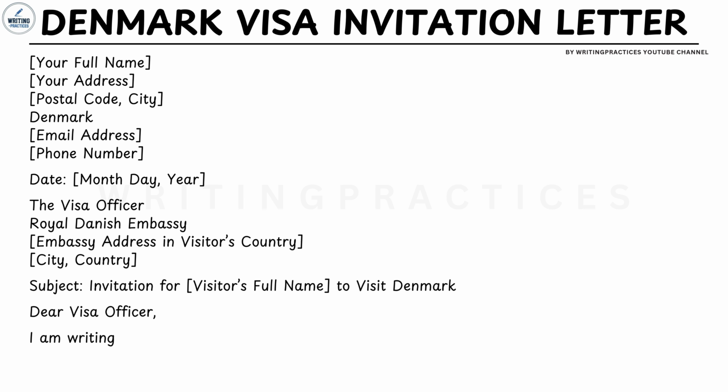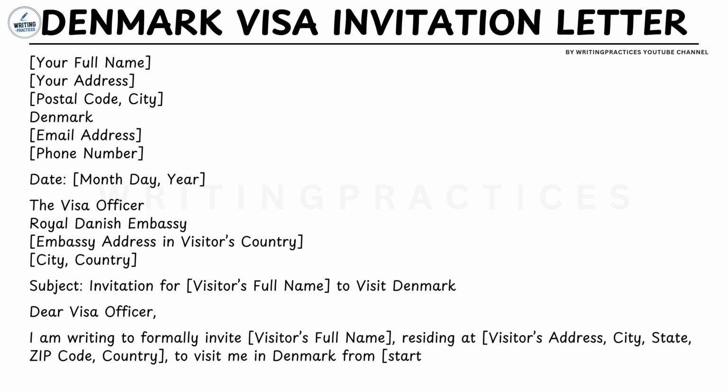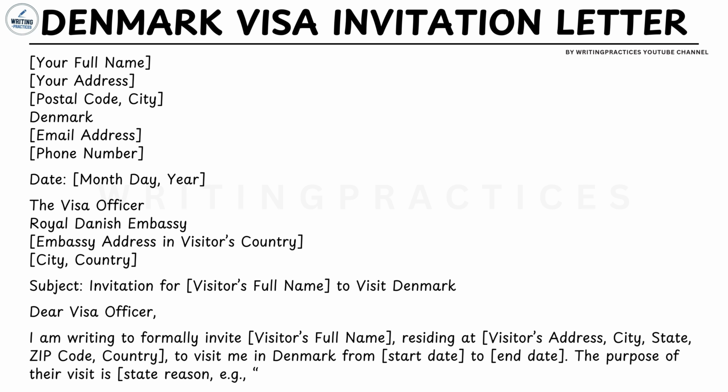Opening paragraph. Purpose of the letter. In the first paragraph, explain who you are inviting, their address, and the dates of their visit. State the reason for their visit, such as a family reunion, tourism, or attending a special event. For example, I am writing to formally invite visitor's full name, residing at visitor's address, city, state, zip code, country, to visit me in Denmark from start date to end date. The purpose of their visit is state reason, such as family reunion, tourism, or attending a special event. This introduction provides the embassy with a clear understanding of the visitor's purpose and travel dates.